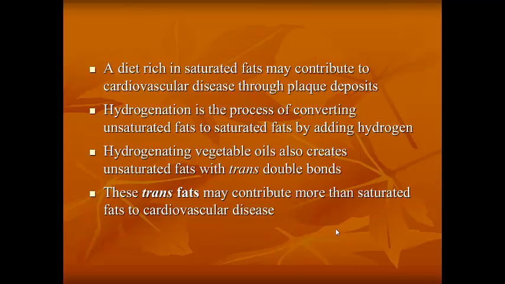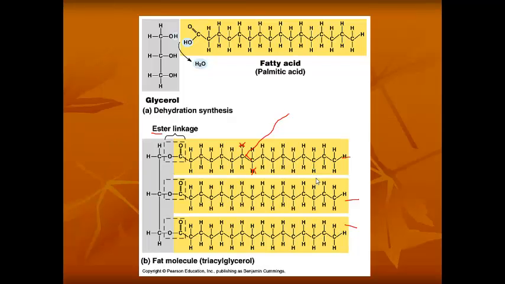Hydrogenating vegetable oils can also create trans fats. With a trans fat, the hydrogens on either side of the double bond are on opposite sides. So if we go back to this picture that I drew right here, these hydrogens on either side of the double bond are on opposite sides of the double bond. And that'll keep this chain linear.